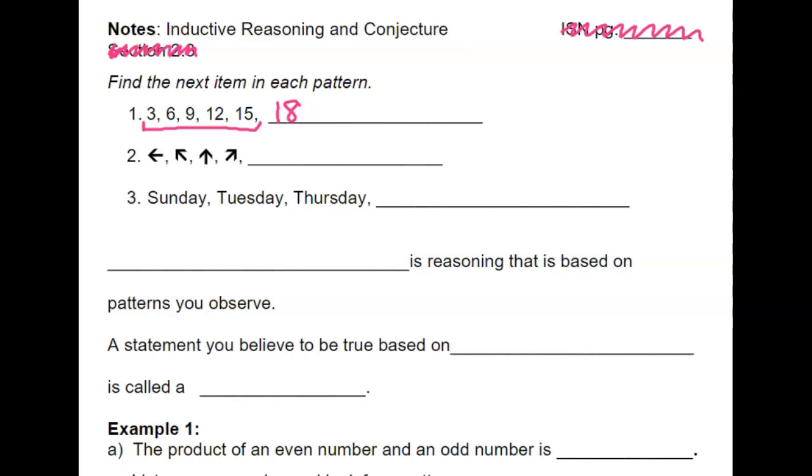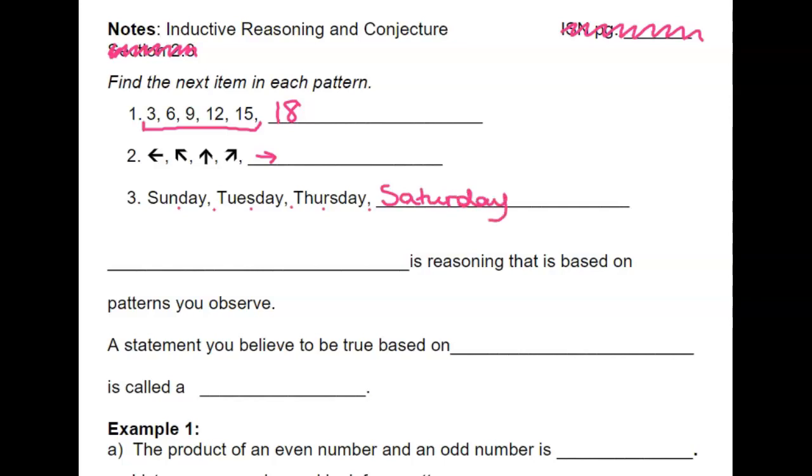The next pattern is arrows. If we're talking about cardinal directions, the arrow is pointing west, and then northwest, and then north, and then northeast. So after that would just be east. And finally, we have our third pattern: Sunday, Tuesday, Thursday, blank. Well, this pattern is giving us every other day. So we have Sunday, Monday, Tuesday, Wednesday, Thursday, Friday, and the next should be Saturday.